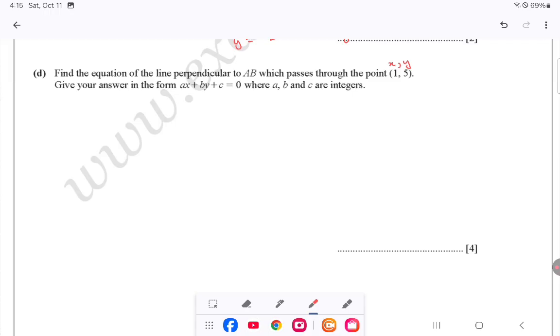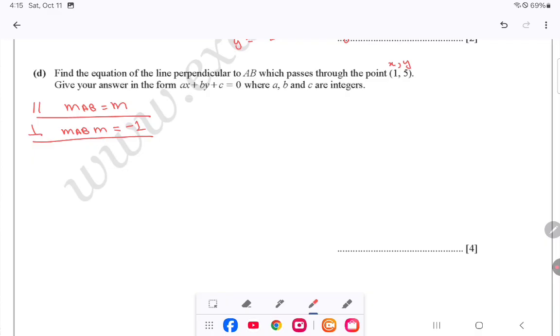So again we have to find the slope. For parallel lines, we say that the slope of line AB is equal to the slope of the given line. We say for the perpendicular line, when you multiply the slope of the line AB and the given slope, we get -1. This is the formula for the perpendicular line slope. This is the formula for the parallel line slope.